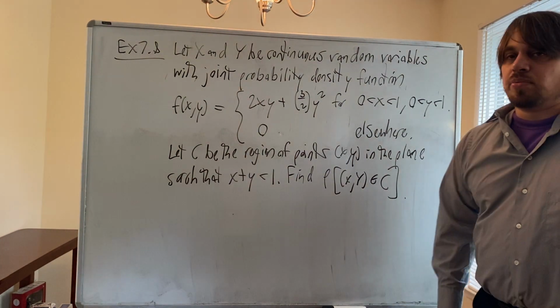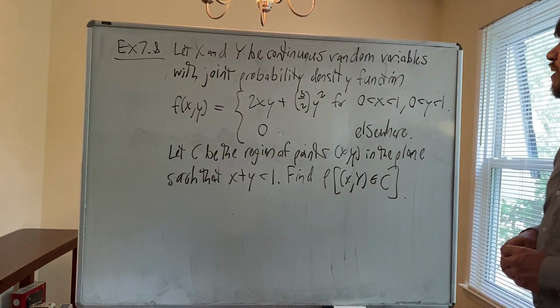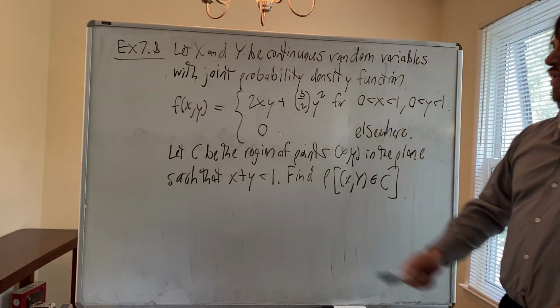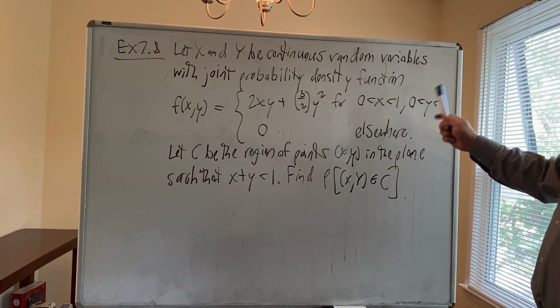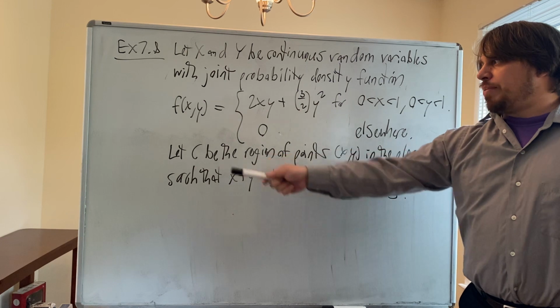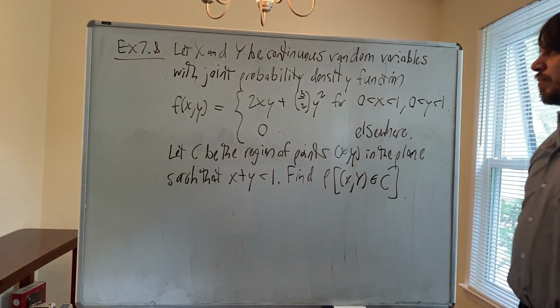Okay, so let's read through the problem again. Example 7.8. Let x and y be continuous random variables with joint probability density function little f of x comma y, which is equal to 2xy plus 3 halves y squared for 0 less than x less than 1, 0 less than y less than 1, and 0 elsewhere. Let capital C be the region of points x comma y in the plane such that x plus y is less than 1. Find the probability that x comma y is in C.